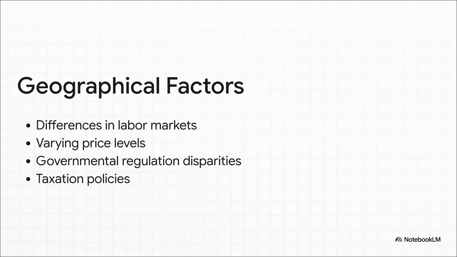Finally, don't forget geography. A company operating in Europe versus one in Southeast Asia will have entirely different labor markets, entirely different price levels, not to mention governmental regulations and tax structures. These geographic differences introduce a whole host of new variables that can destroy a clean one-to-one ratio comparison. And that's true even if the two companies are selling the exact same product.